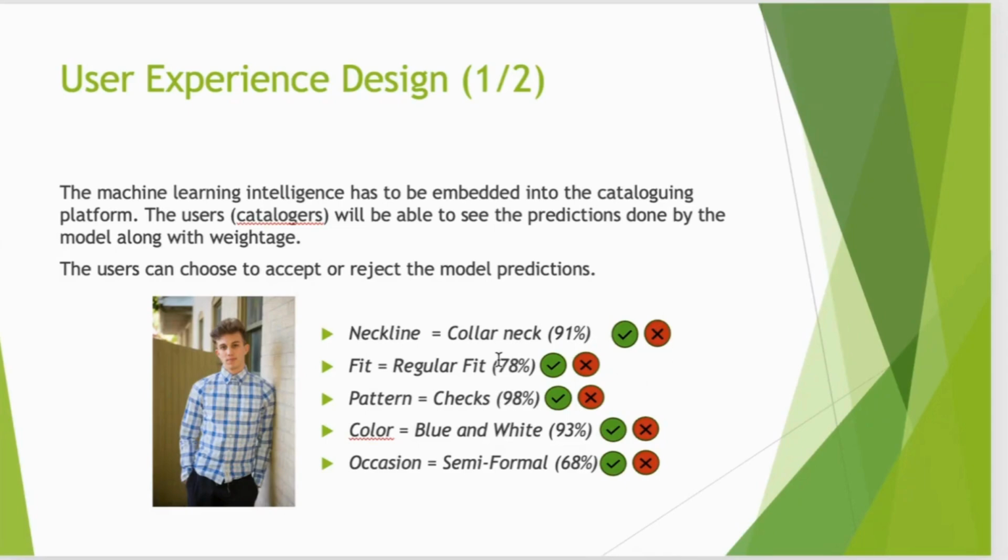In case a user sees something which is a no, they would get a drop down which would have all the available options for that particular attribute, and they can just select the right one. Now, this particular action would also give us feedback, which we can use to retrain our model.